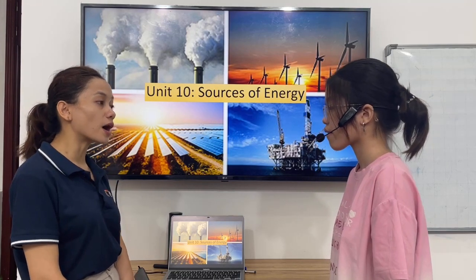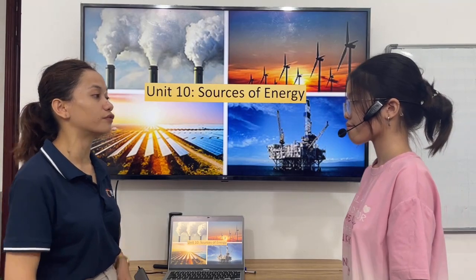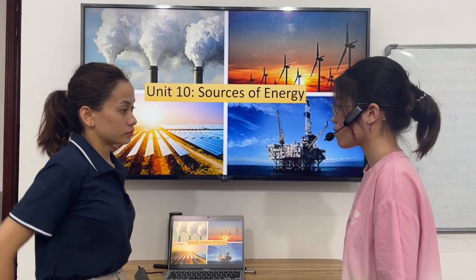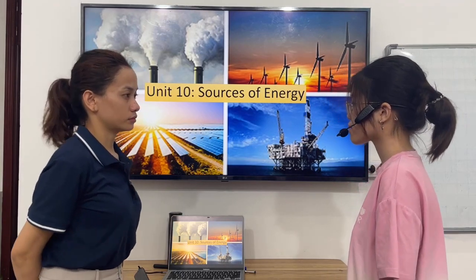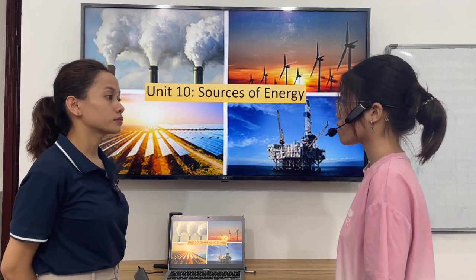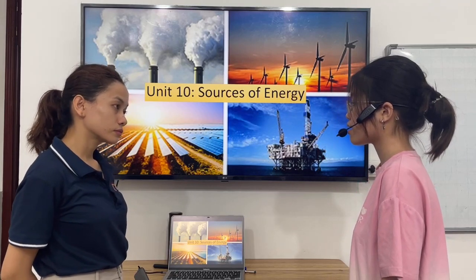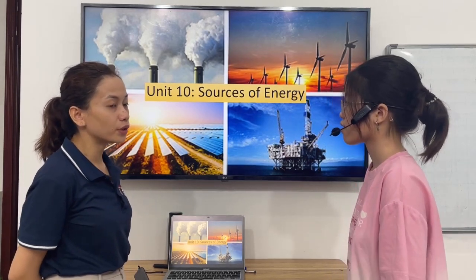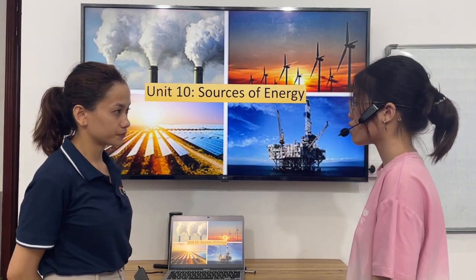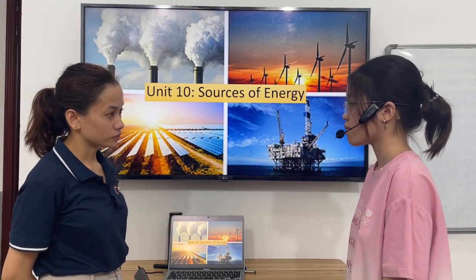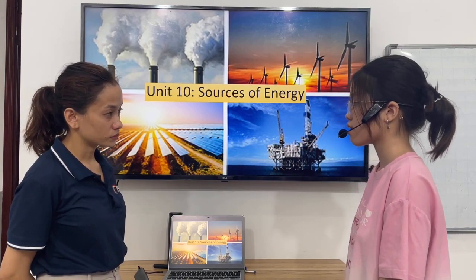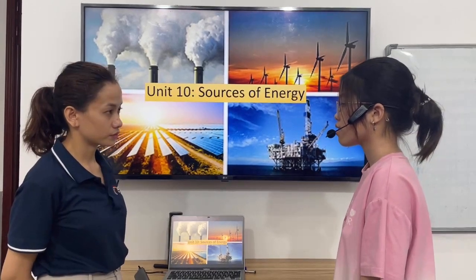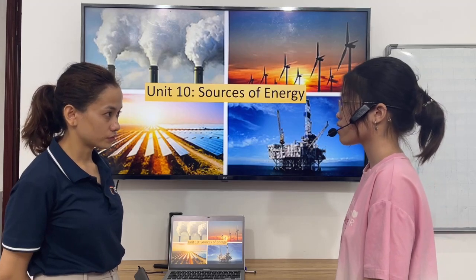Now, what are the non-renewable sources of energy? Non-renewable energy: fossil fuels like coal, oil, nuclear, and natural gas. What are the advantages of non-renewable sources of energy? The main advantages of non-renewable energy sources are easy to use and plentiful sources for energy.